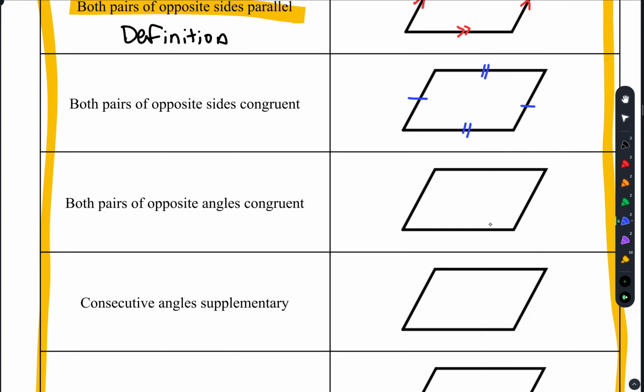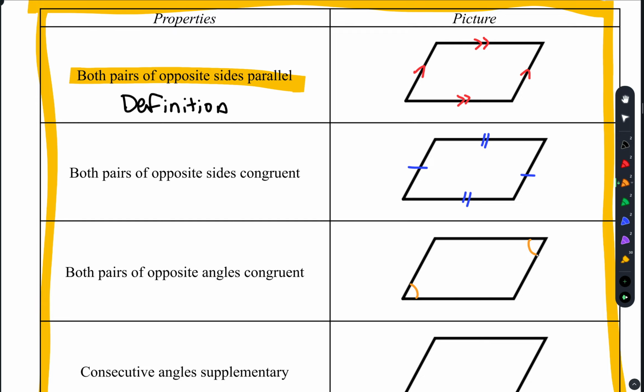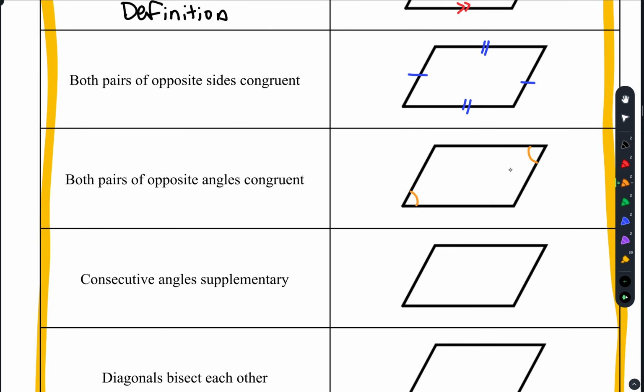The next one is that both pairs of opposite angles are congruent. When I talk about opposite angles, I'm talking about across from each other in my shape. So if I talk about this angle, its opposite angle is all the way across my parallelogram to here. Those two are opposites. And same thing here, all the way across to here. Those two are opposites, and opposite angles are congruent. So we could set these two angles equal to each other. We could set these two angles equal to each other. Questions about those ones?